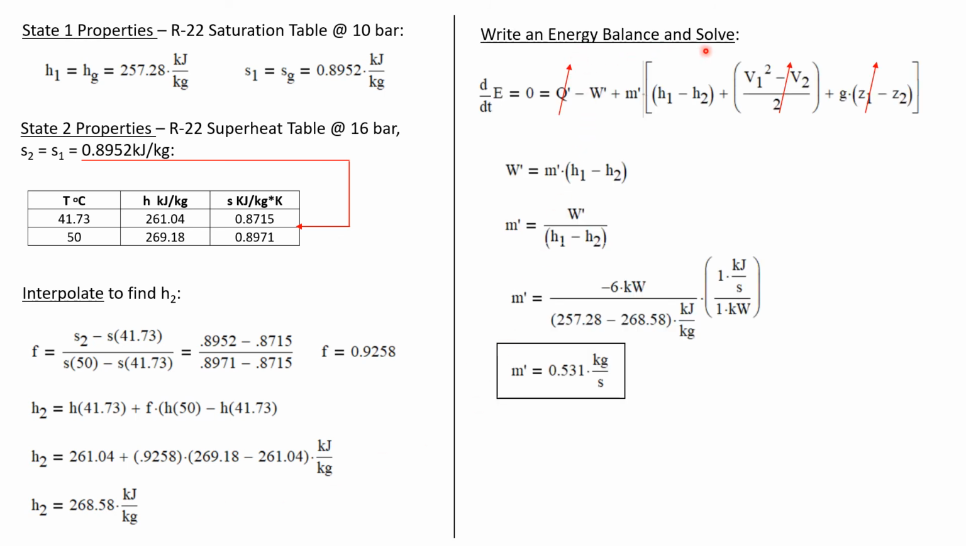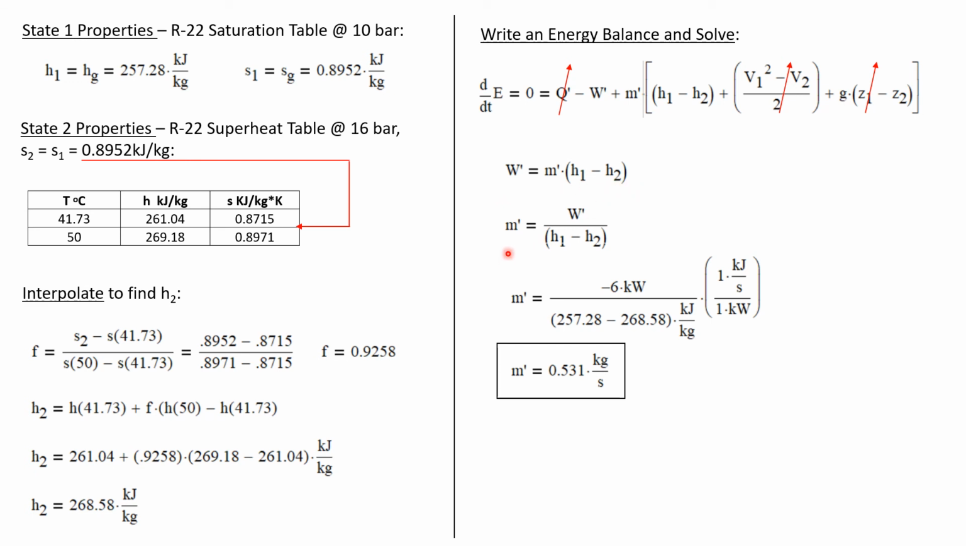Now I can write and solve an energy balance. I know dE/dt is 0 because it's operating at steady state. And that's equal to Q dot minus W dot plus m dot times H1 minus H2, plus the change in kinetic energy plus the change in potential energy. So we're neglecting kinetic energy, we're neglecting potential energy, and we were told that this is an adiabatic process, so Q dot is 0. That simplifies our energy balance considerably, and rearranging, I calculate that W dot is the mass flow rate times H1 minus H2.